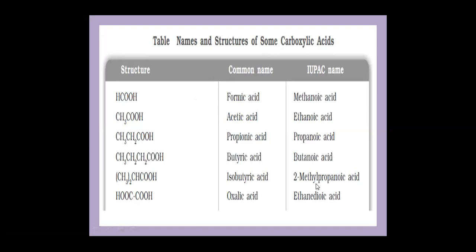And according to the IUPAC system, the E of the corresponding alkane is replaced by OIC acid. So take the example of HCOOH: one carbon atom is there, root word is meth, single bond is there. E is replaced by OIC acid. So this is methanoic acid. This is ethanoic acid. This is propanoic acid. This is butanoic acid. This is 2-methylpropanoic acid. And this is ethanedioic acid, since there are two COOH groups.